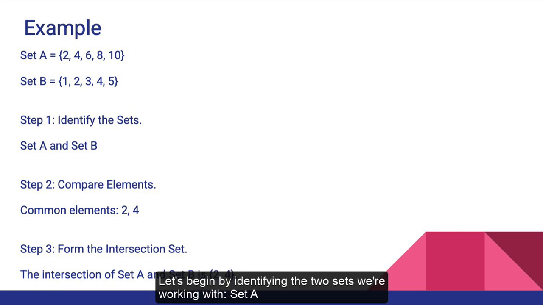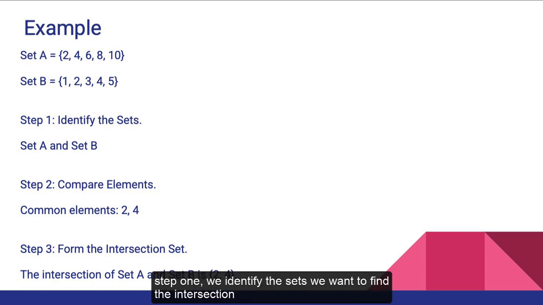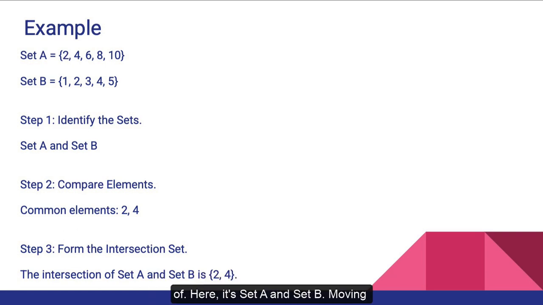Let's begin by identifying the two sets we're working with, set A and set B. Set A contains 2, 4, 6, 8, 10, and set B contains 1, 2, 3, 4, 5. In step 1, we identify the sets we want to find the intersection of. Here, it's set A and set B.